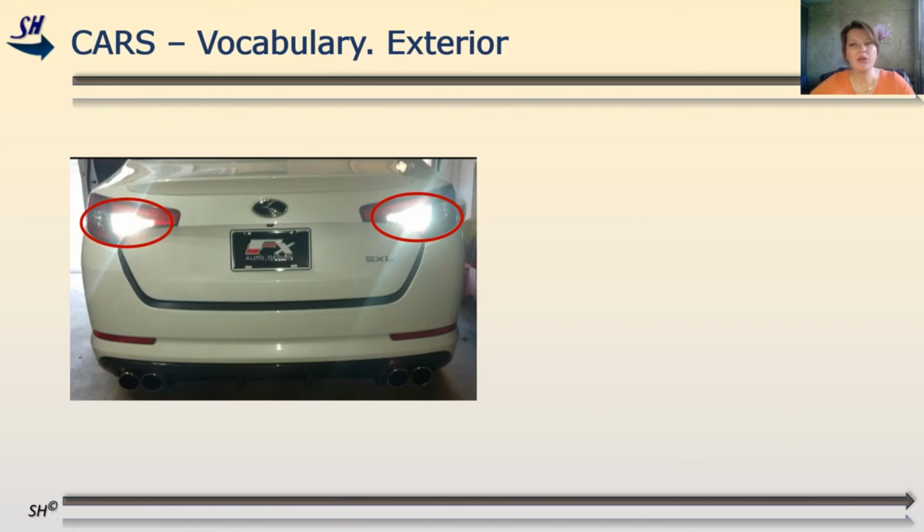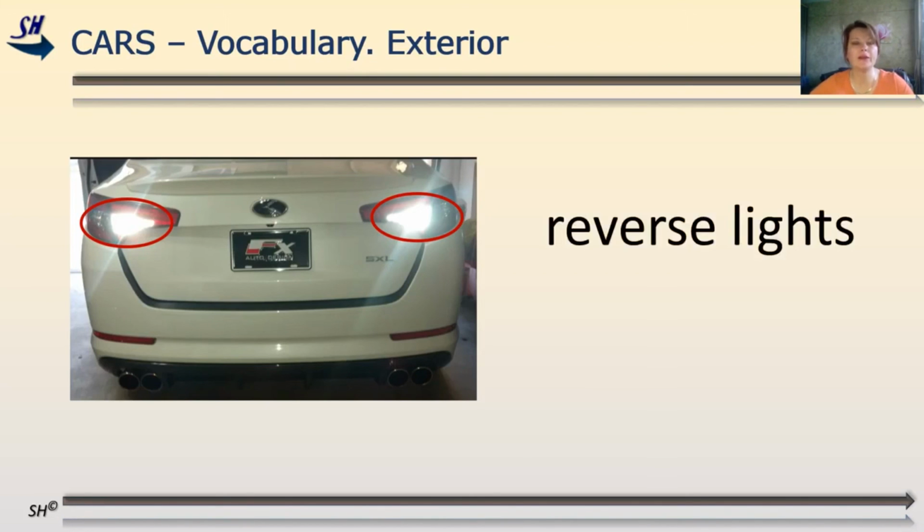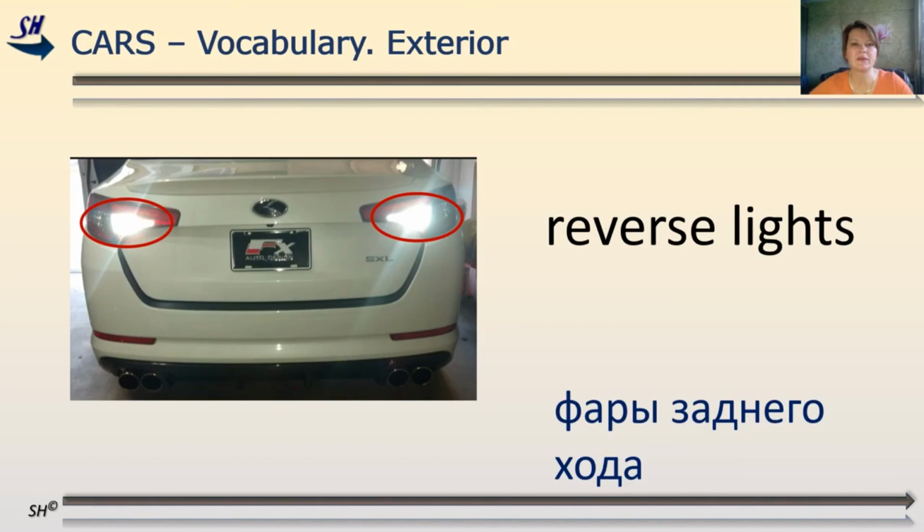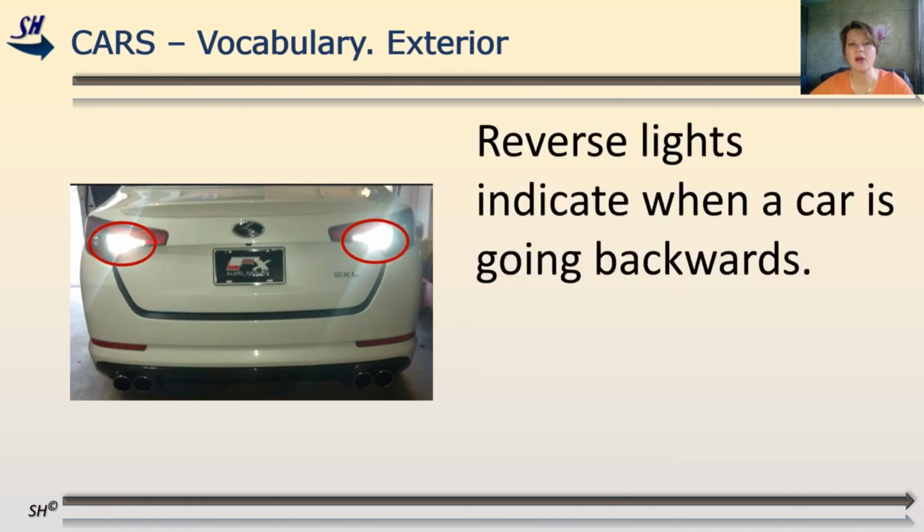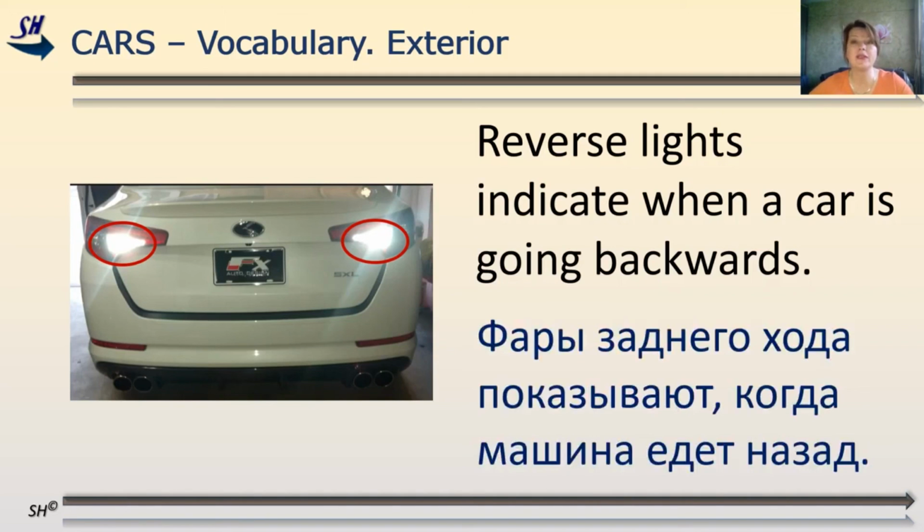When you want to show that you are going backwards, then your reverse lights are on. Reverse lights. You can say reverse lights indicate when a car is going backwards.